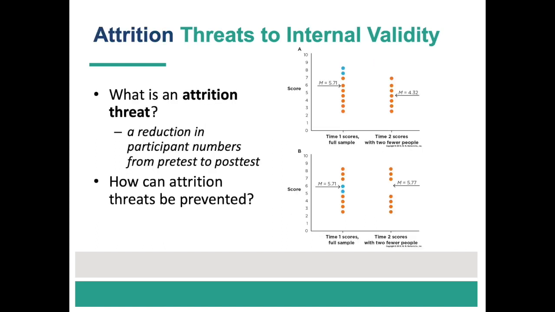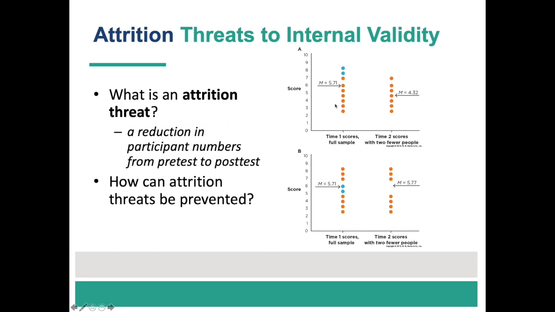Another thing, attrition. Attrition is when someone is missing at post-test, essentially. So you have fewer participants at post-test than pre-test. When that happens, it depends on where the individuals were from at the beginning. So consider this example right here. We have individuals that are at the top, and then they're missing at time 2.